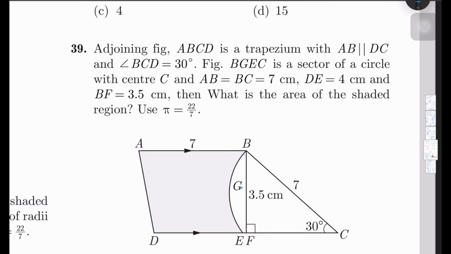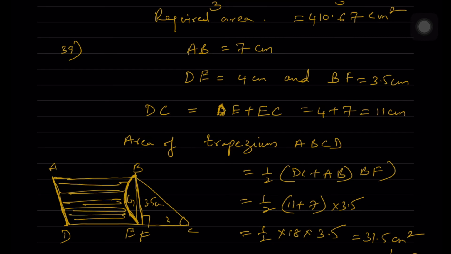Here we are having a triangle, a sector, a trapezium. So 3 figures are there. So how do we find out the area of this? We'll just see. This is 30 degrees over here. And you're given AB as 7 centimeters, DE is equal to 4 centimeters, BF is 3.5 centimeters. So therefore, how do we find out DC?